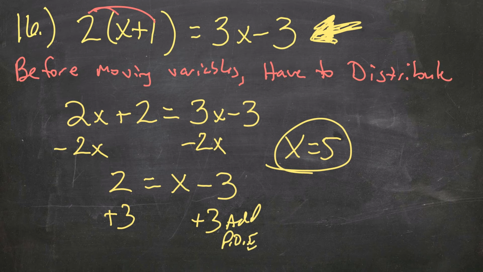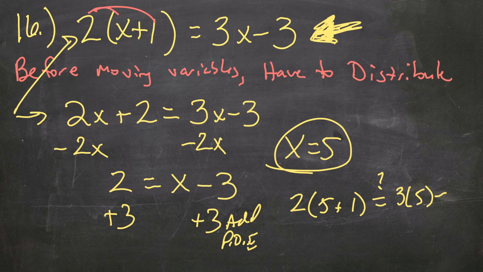Now, when I check my work, I put it back into the original. I don't put it into this line here. I put it in the original. So I do 2 times 5 plus 1. Does that equal 3 times 5 minus 3? 5 plus 1 is 6. 2 times 6 is 12. Does 12 equal 3 times 5 is 15 minus 3? 12? It does. So you're good to go.